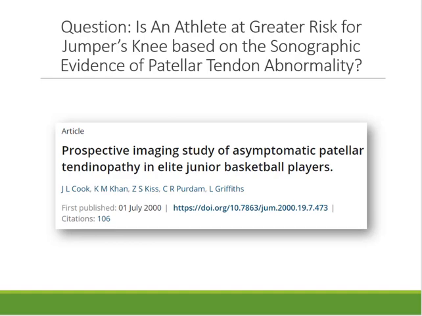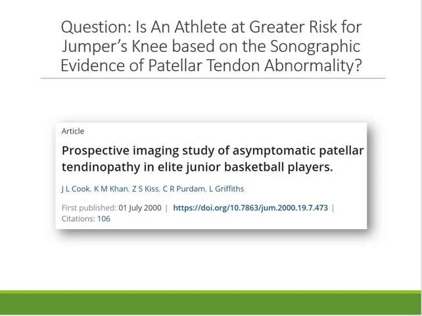So my first paper was inspired by this one by Cook et al., published in 2000. And they found that elite junior basketball players who had imaging using diagnostic ultrasound imaging of their patellar tendons, if they were presenting as having what looked like patellar tendinopathy even though they were asymptomatic, those individuals with abnormal imaging had a greater risk of going on to develop symptomatic patellar tendinopathy.